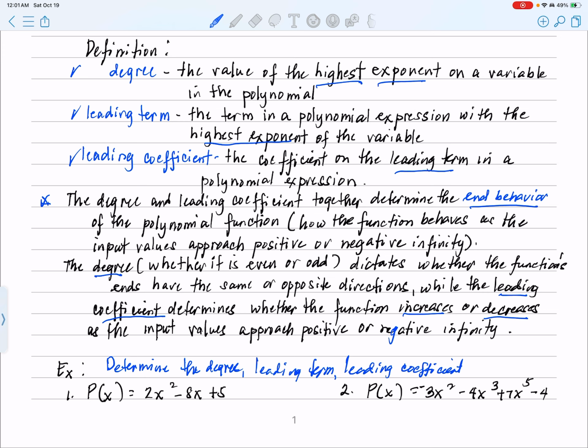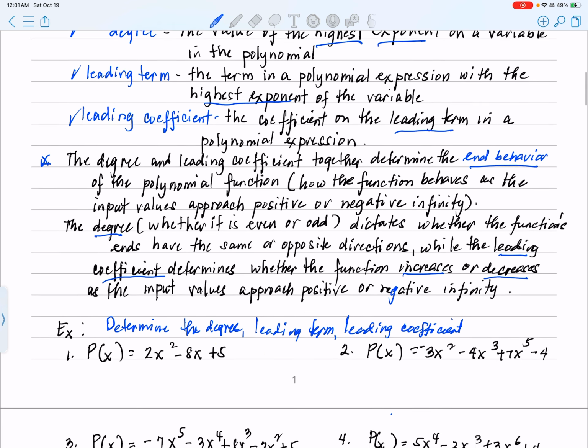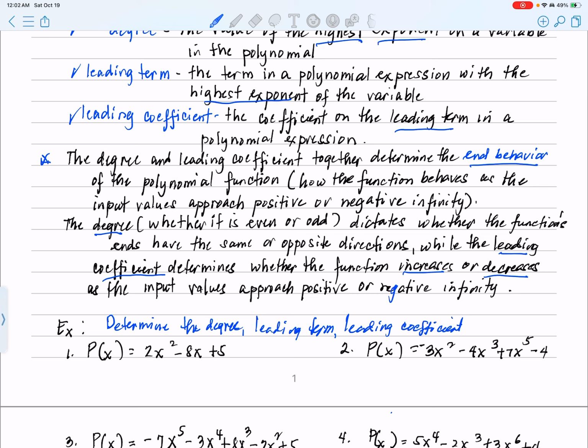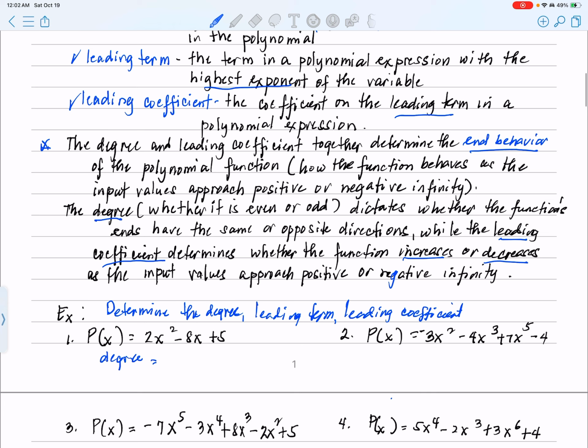Of the given polynomial, you have p of x equals 2x squared minus 8x plus 5. So, to determine the degree, it is the highest exponent in the polynomial. Our exponent here, we could see that it's 2. That's the highest exponent because this is 8x to the first power. So our degree is 2.